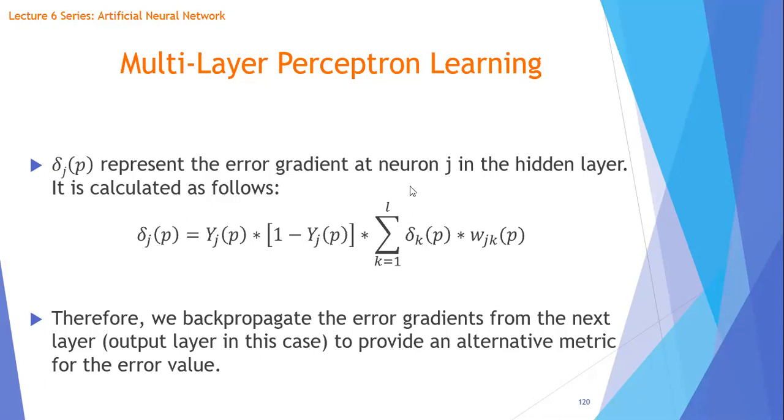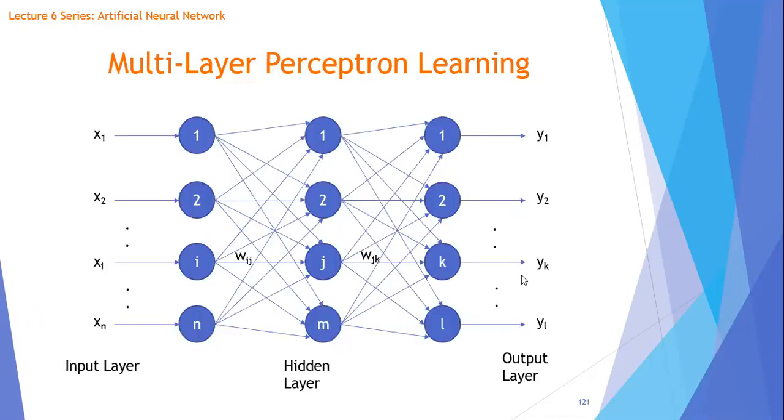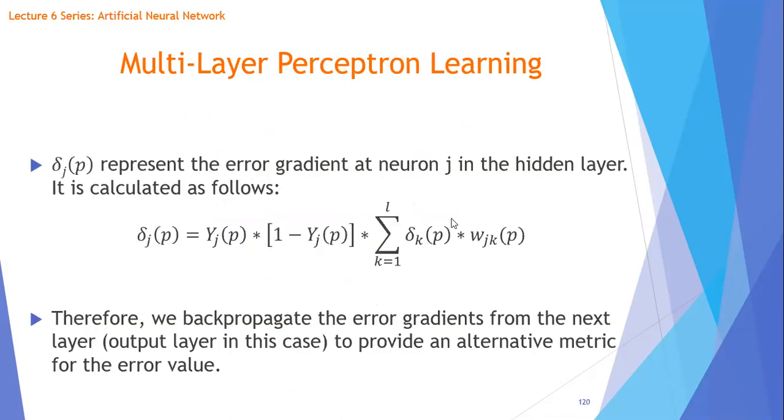Now, normally we need to have ej here, but since we don't have ej, what are we doing to find a representation, an alternative metric for the error value? Instead of ej, we are back propagating the error gradients from the output layer to that neuron. So let's look in a bit more detail at what we are actually doing here. We are back propagating delta k, the error gradients that you have in the output layer, and you're back propagating these error gradients not just like this, but through the respective weights.